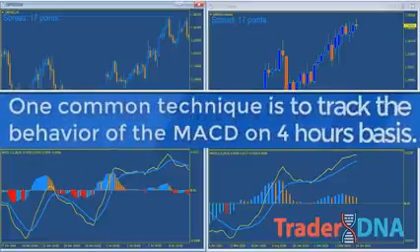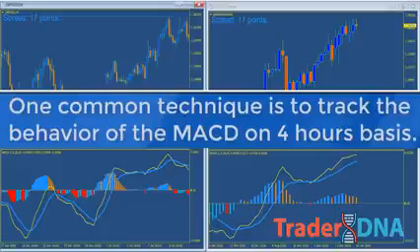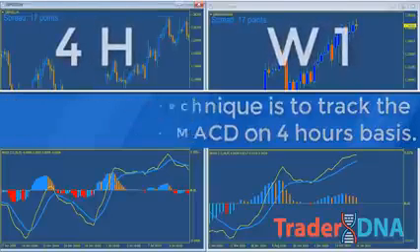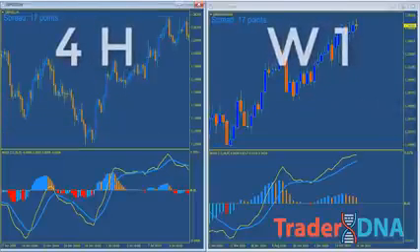One common technique is to track the behavior of the MACD on a 4-hour basis. However, instead of entering or exiting a trade based on a 4-hour signal, you could refer to the weekly chart to see where the MACD is.